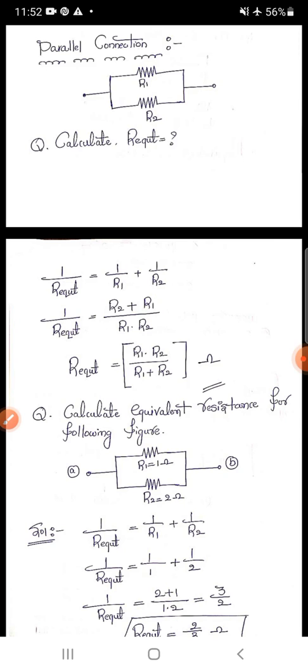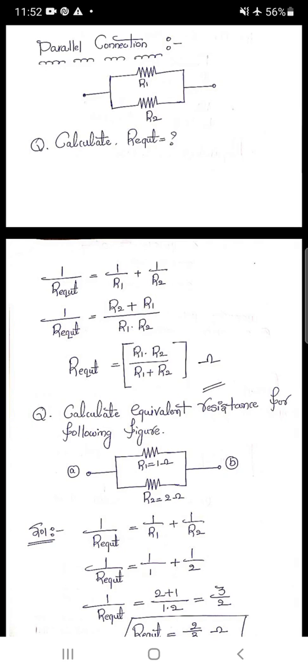Okay, it means that we can directly say that the right terminal of R1 is directly connected to the right terminal of R2, and the left terminal of R1 is connected to the left terminal of R2. This is the actual procedure to connect resistors in parallel. Now see here, R1 and R2 are connected in parallel like this.